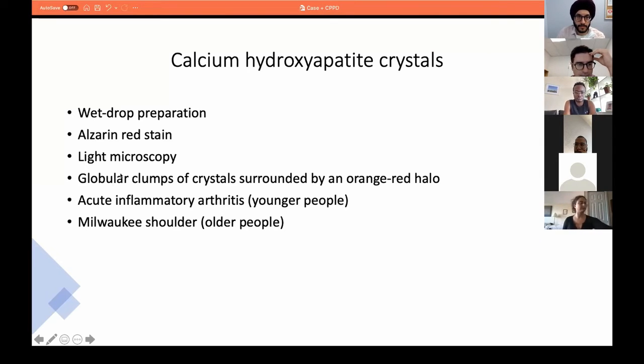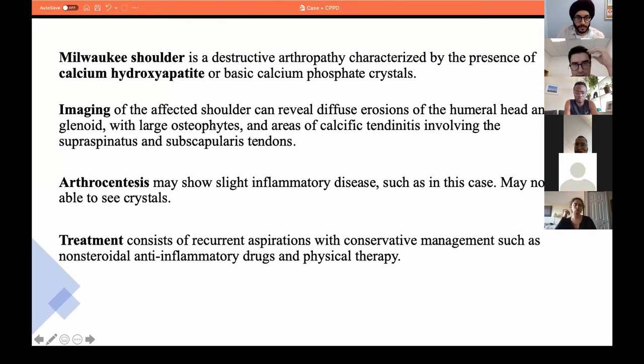So in this case, we have Milwaukee shoulder in this patient. And like you guys mentioned, there is destruction. So it's a destructive arthropathy. We have the calcium hydroxyapatite crystals there that we saw in alizarin red. The x-rays will show erosions, calcific tendonitis of the supraspinatus. The supraspinatus doesn't have great vasculature, which is prone to these calcifications.